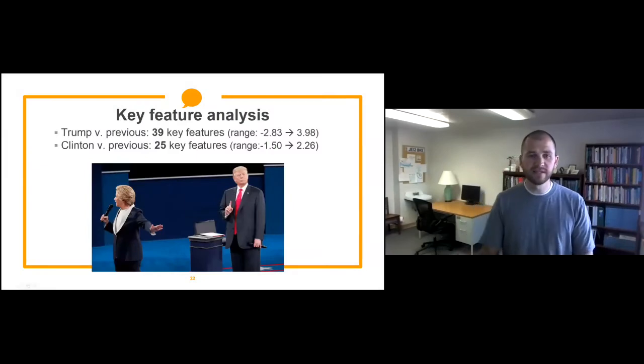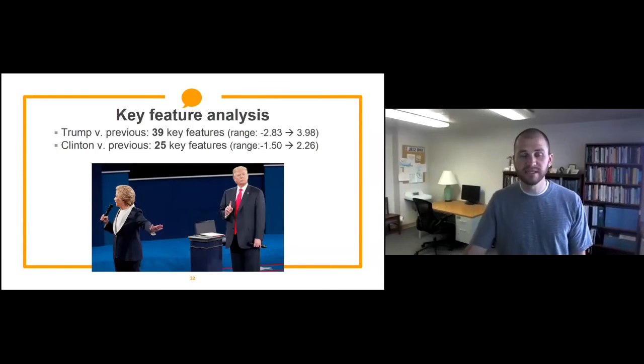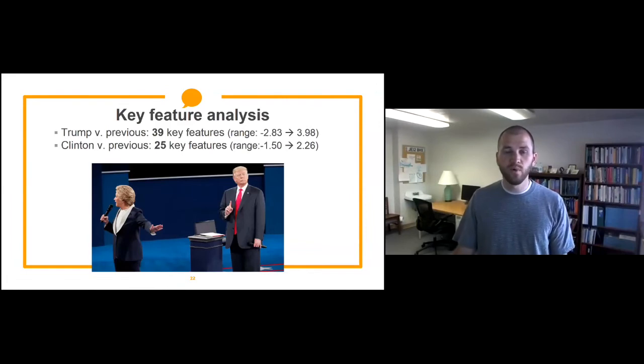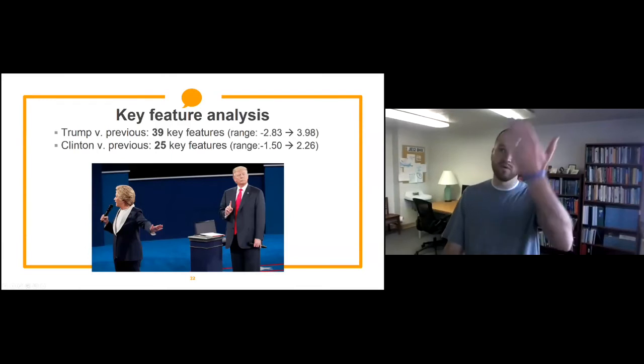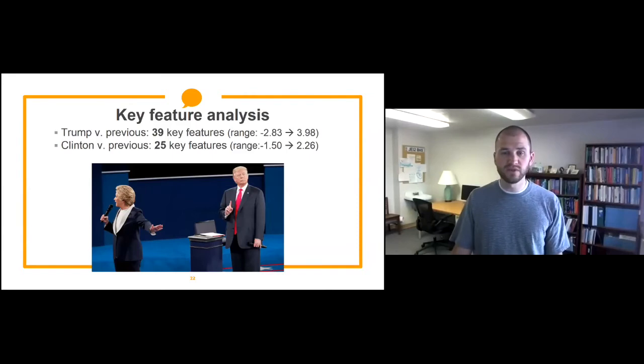Okay, key feature analysis. So if you compare Trump to the previous candidates, there are 39 features of the 66 that were key to him, meaning they were above 0.8. You can see his range was from negative 2.83, those are the ones that were strongly associated with other candidates, all the way to almost 4. Some of the features associated with Trump were almost an effect size of 4. The interpretation for that is that Trump's average for that feature is 4 standard deviations above the average for the rest of the candidates. 4 standard deviations is a long way between two means.